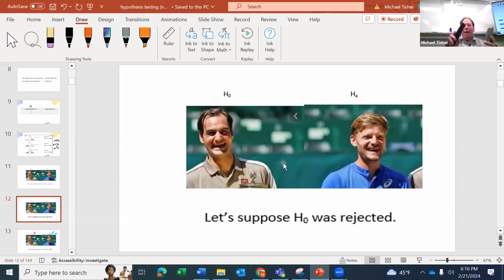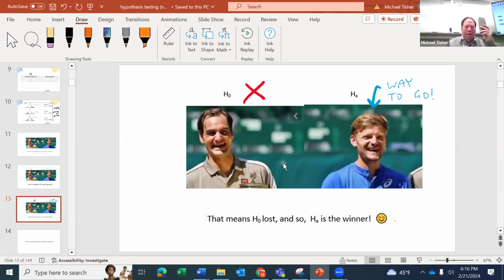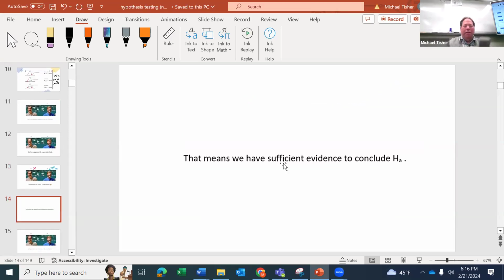Now let's suppose in my hand, this remote control is an HO. Let's suppose this case right here is HA. And let's reject HO. That means we're going to throw it away. It's not true. We're going to throw it away. Who wins? Well, must be HA, right? So HA is the conclusion, definitely. And then we can say something like, we have sufficient evidence to conclude whatever HA says.